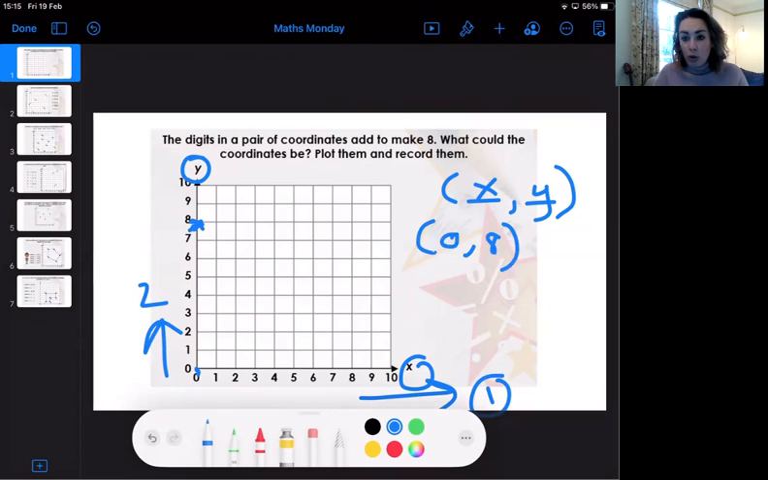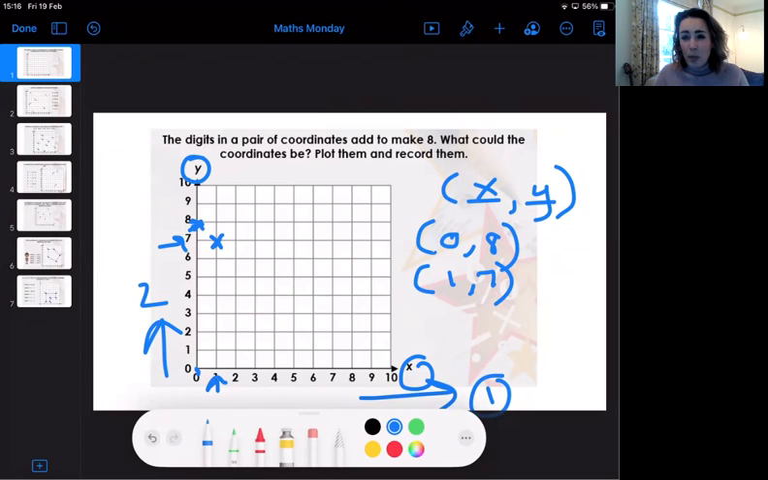If I'm working logically, my next point would be 1, 7. So I'm going to find 1 on my x-axis, which is here, and I'm going to read up to 7 on my y-axis, which is here, and make a note of it. What I would like you to do is pause the video and have a go yourself.